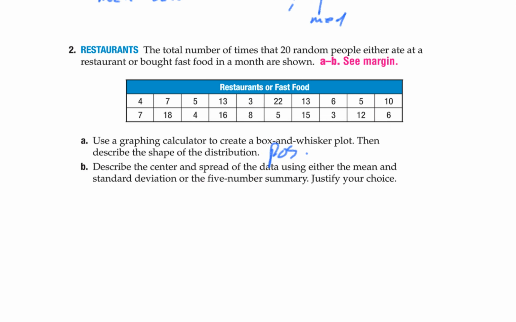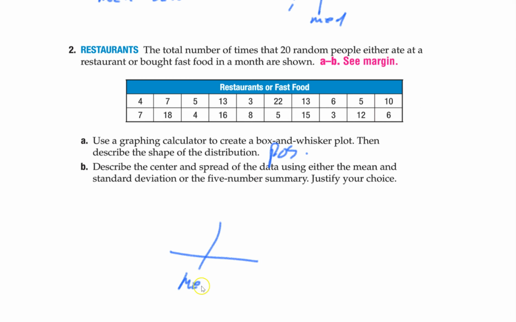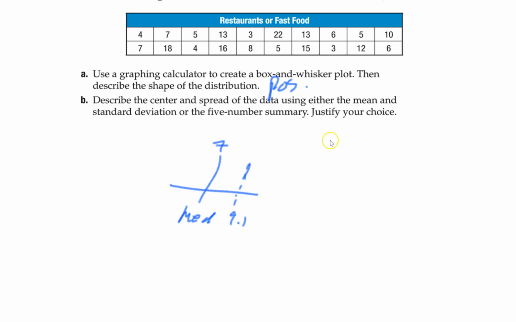We can do the same thing with this 5-number summary. That's like we did last time. We go stat, calculate, one variable stats. Again, no frequency. Hit calculate. My mean is 9.1. My median is 7. So again, I'm above it this time, right? If I draw like a line, my median is the middle. This is 7. My mean's over here at 9.1. So there's some scores that are bringing it up higher than it should be.